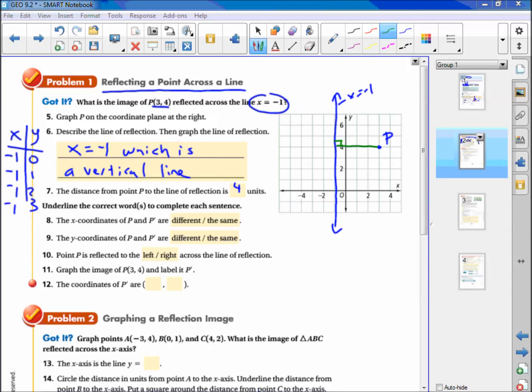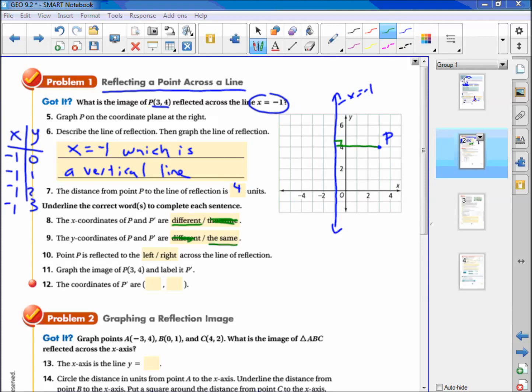Underline the correct words to complete each sentence. The x coordinate of P and P prime are definitely going to be different here. One's going to be at 3 and the other one's going to be in the negatives. The y coordinate of P and P prime are going to be the same though. Going straight across, the one over here will still be the same height at 4.